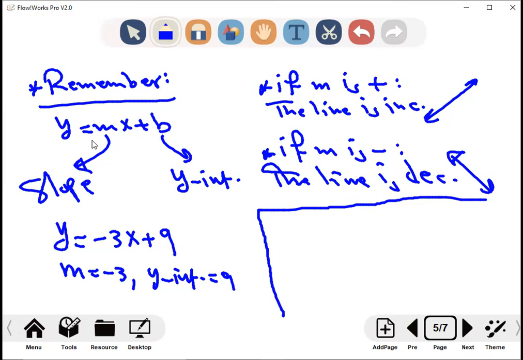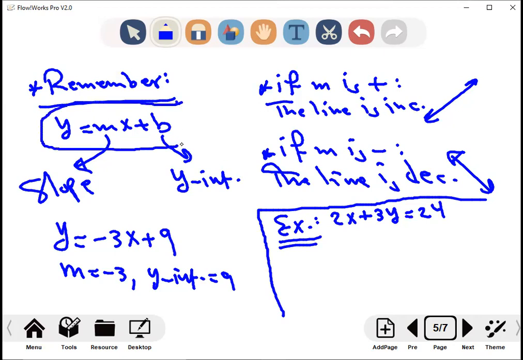Is the equation always prepared? No. For example, if I have this equation, 2x plus 3y equals 24, what's the slope here? No, it's not this. We call it the standard form.